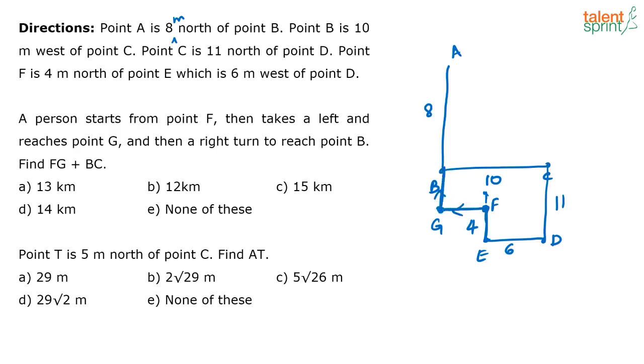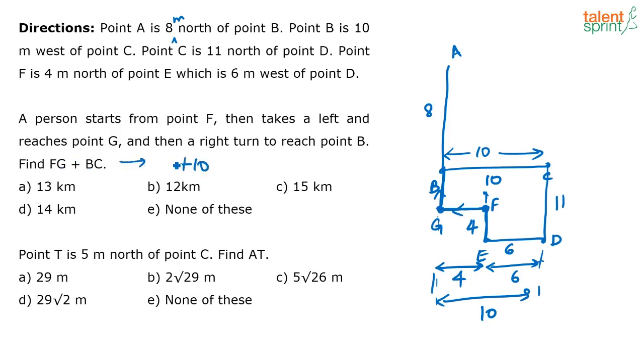Now the question is to find FG plus BC. So what is BC? You know BC is already 10, and here you know ED is 6. So this full length has to be 10, out of which this length is 6. So how much should FG be? FG has to be 4. So FG plus BC means BC is 10 and FG is 4, so the answer that we are looking for is 14 meters.